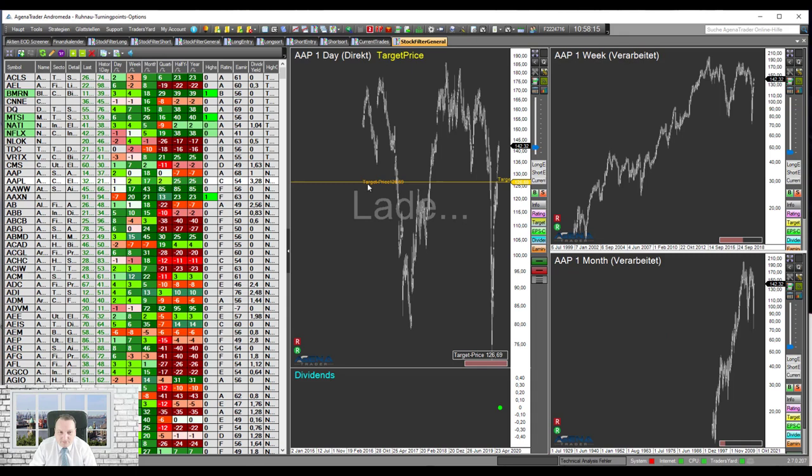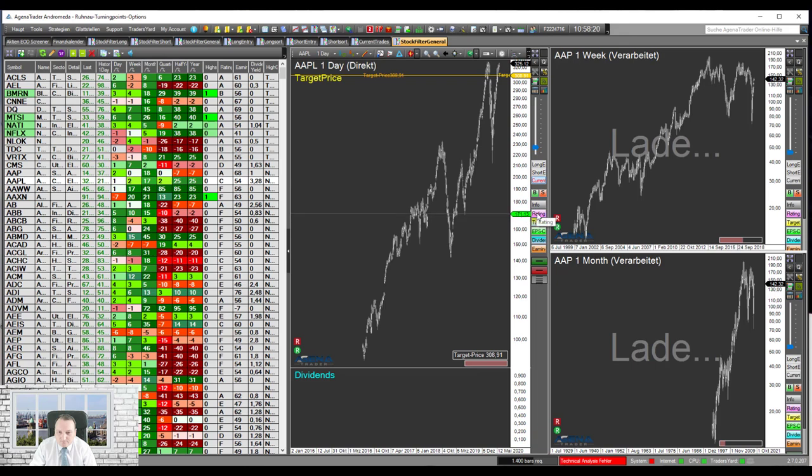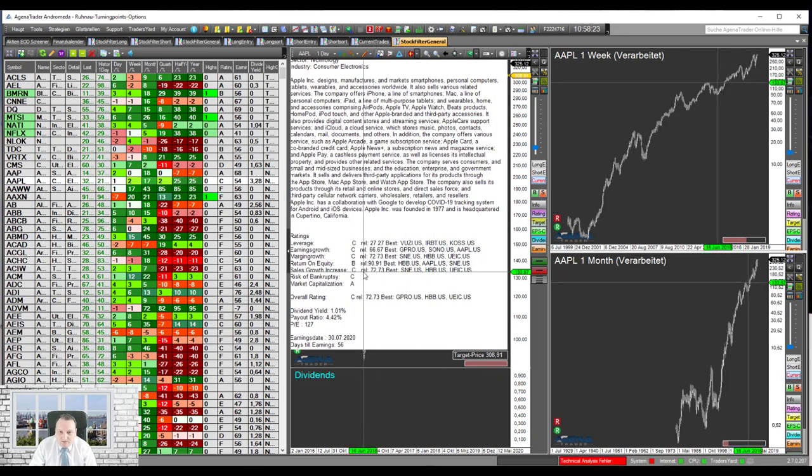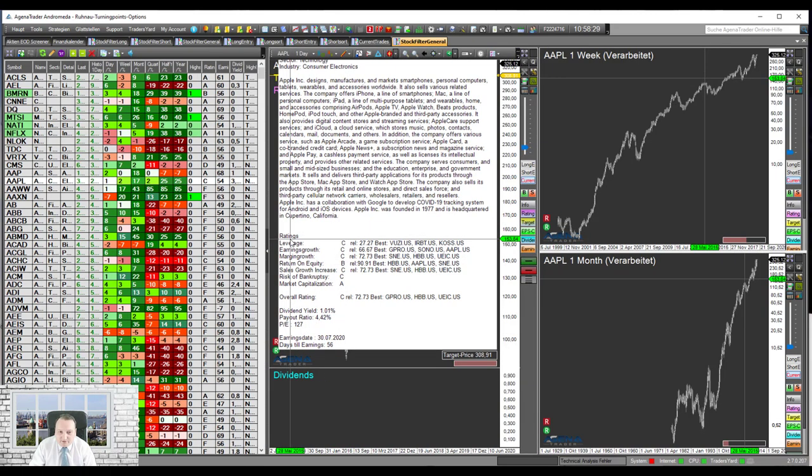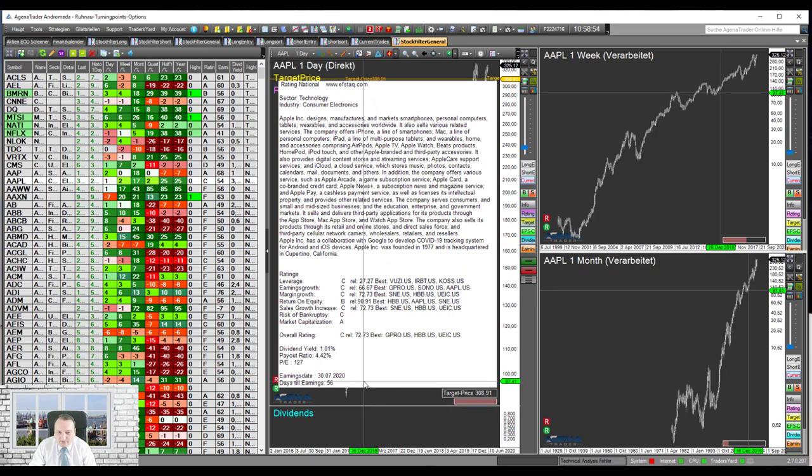Or here in Apple, see the ratings. It's also very much comparing things like the effects of the leverage, earnings growth, margin growth, return on equity, sales growth, risk of bankruptcy, and the market capitalization. Of course, a C rating doesn't seem to be so high, and the PE ratio is really, really high here. But anyway, it makes sense if you compare lots of stocks together.